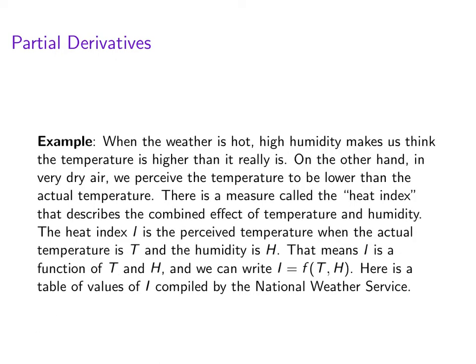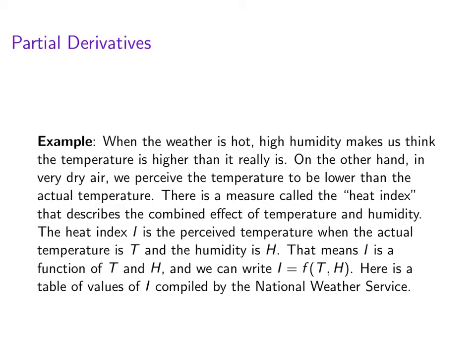So as an example, let's talk about something called the heat index. The heat index gives you a measurement of how hot things really feel based on the temperature and the humidity. When it's very humid, it feels much hotter than it actually is. And when the air is dry, it feels cooler than it actually is. We'll use I for the heat index, T for the temperature, and H for humidity. So I is a function of T and H. So we'll write I equals f of T, H.